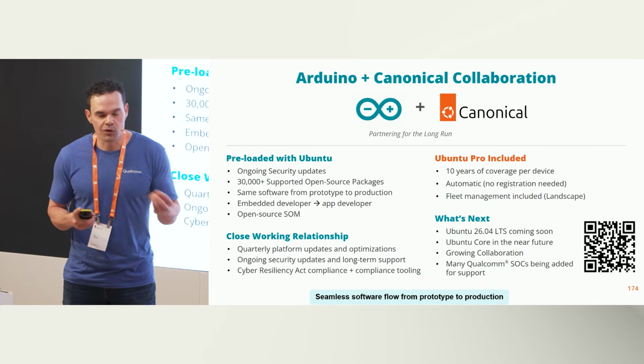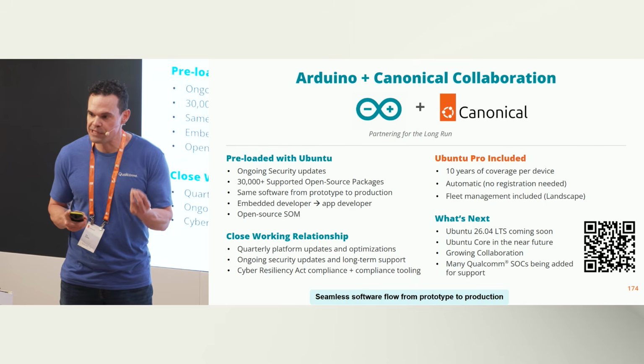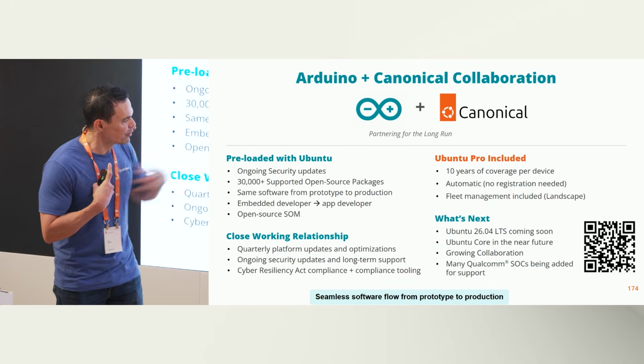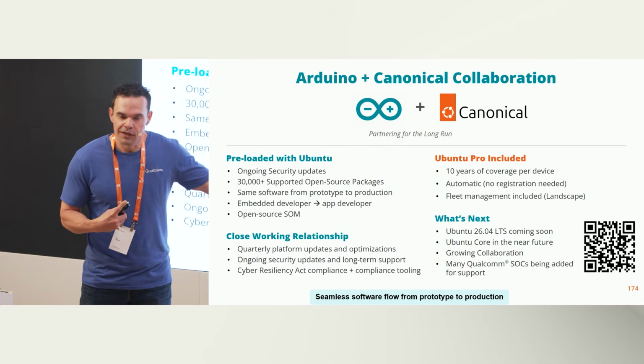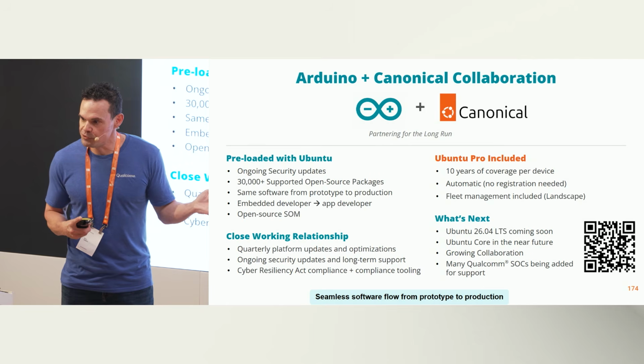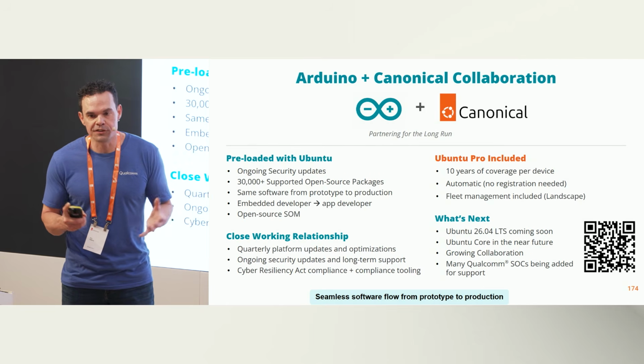If you want a smaller container-based secure OS, Ubuntu Core will give you that. Our collaboration is growing. So I have a QR code on the side. I'll leave it up there for a few seconds for anybody that wants to scan it. That's going to take you to the ubuntu.com page, which shows all the different Qualcomm products.